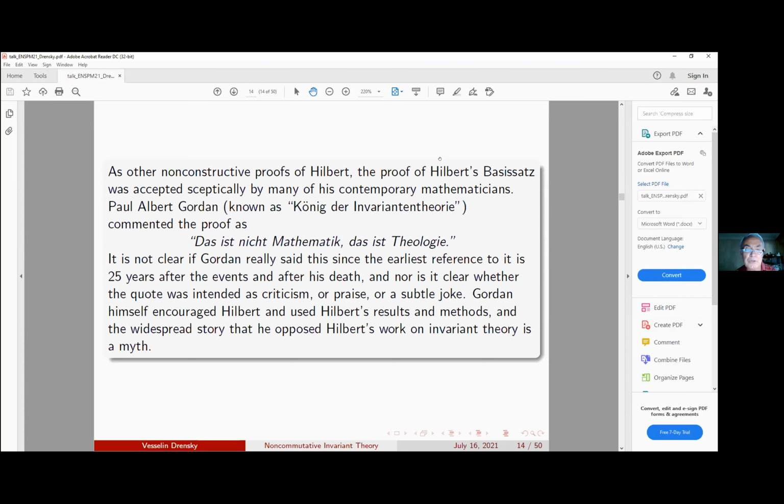And even Gordan, who was known as the king of invariant theory, said once that this is not mathematics, this is theology. Of course, it's not clear whether Gordan really said this, because the reference was 25 years after this, when he had already passed away. And it's not clear, even if he said this, whether it was negative or positive or simply a joke. But it's known that Gordan himself encouraged Hilbert, and he himself used several times Hilbert's resultant methods. Probably this is simply a myth, but okay, it is simply some kind of fun.